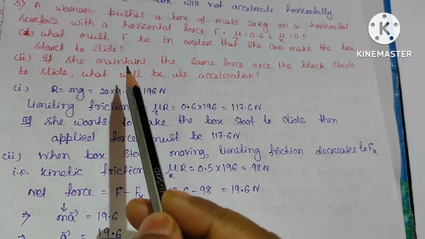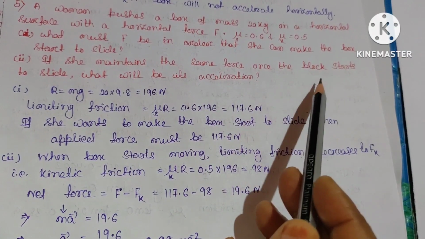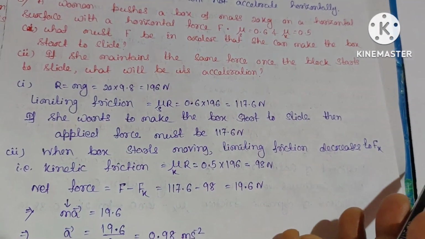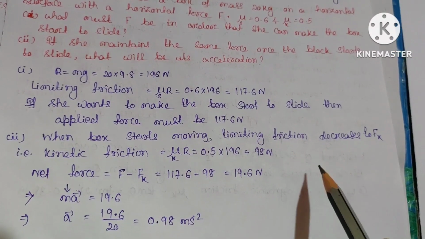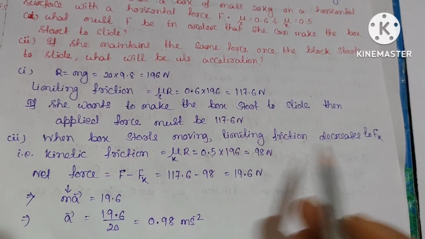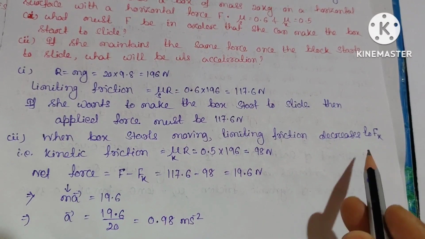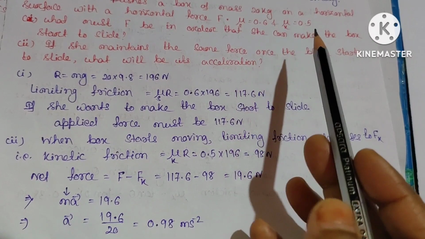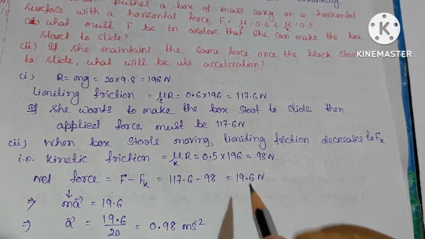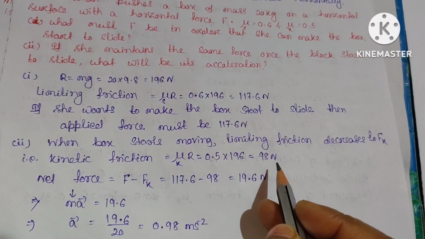Next, if she maintains the same force once the block starts to slide, what will be its acceleration? When the box starts moving, the limiting friction decreases to kinetic friction Fk. So Fk equals μk R, that is 0.5 into R, which is 196, so that is 98 Newton.